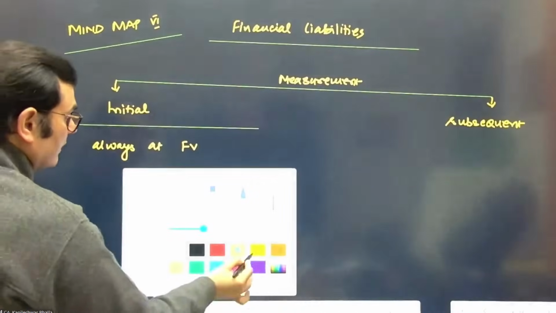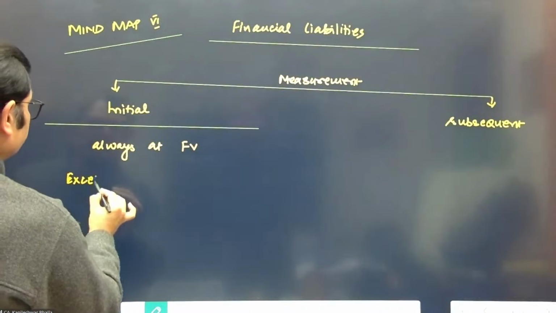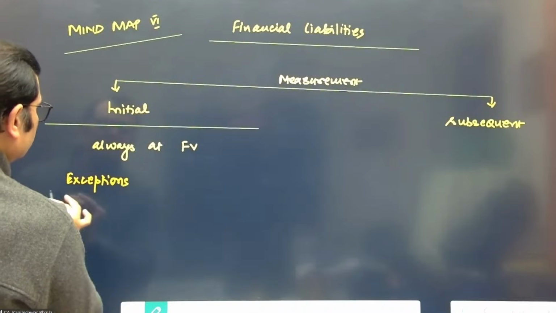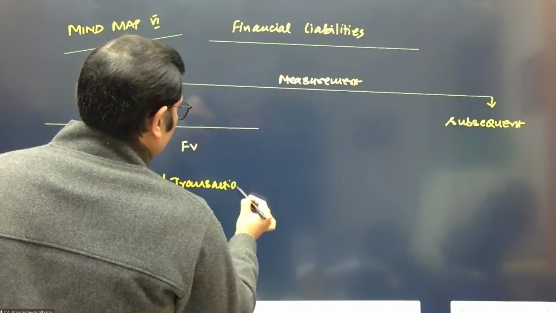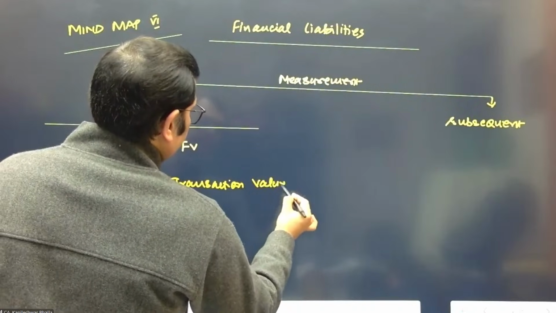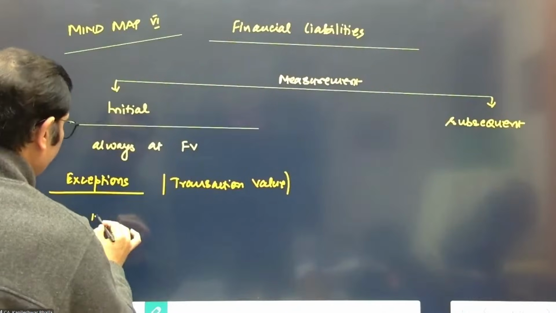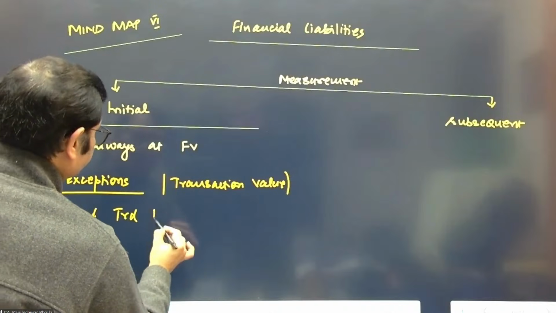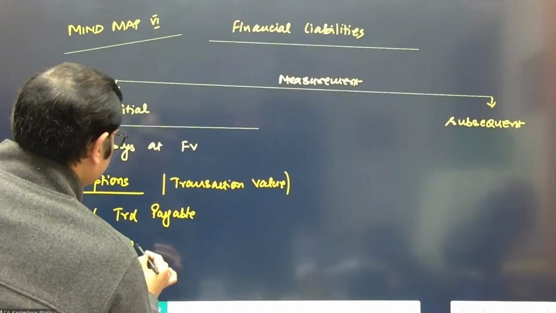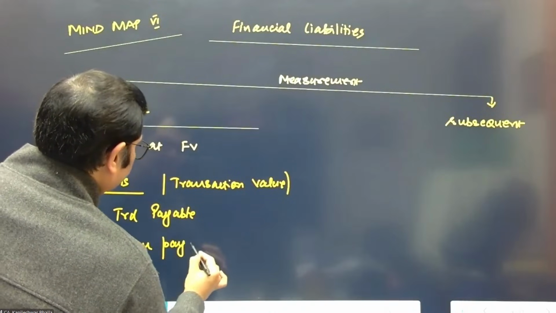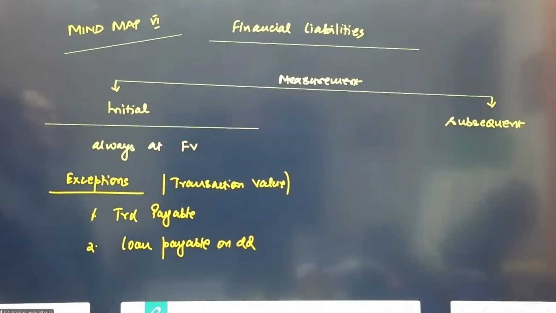But then we said there are exceptions, where we consider the transaction value instead of recording at a fair value. It is recorded at a transaction value. The two exceptions are trade payable, just like trade receivable, and a loan which is payable on demand. Other than these, all the liabilities are taken at a fair value.